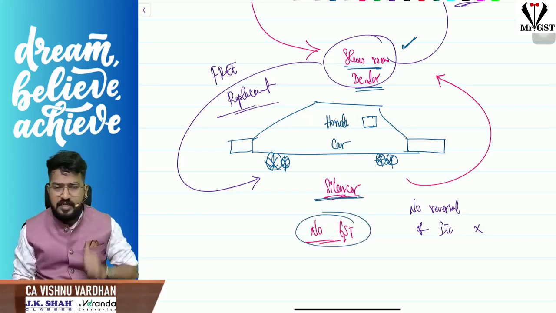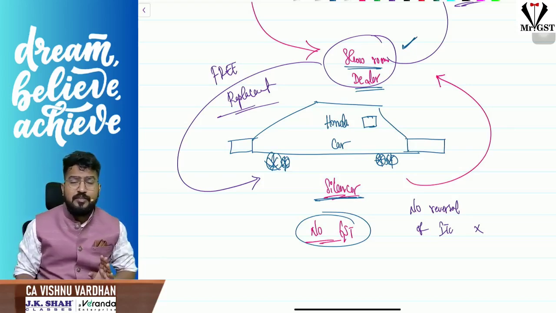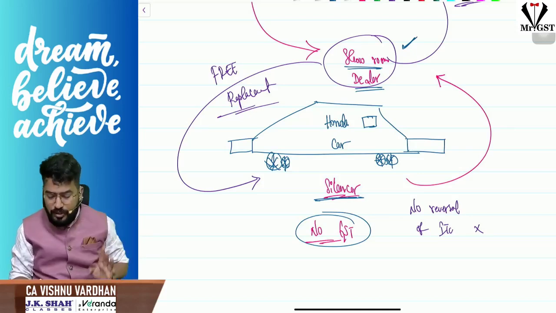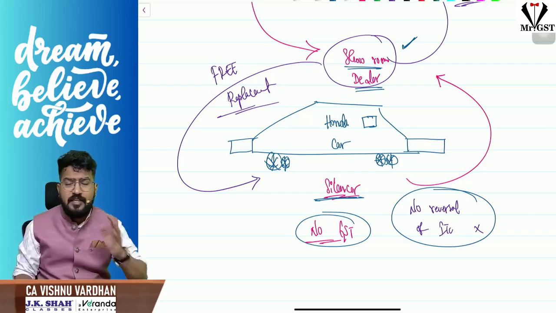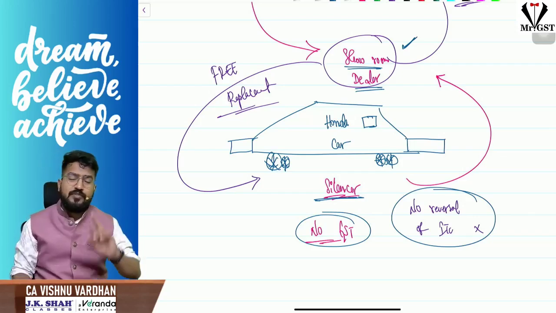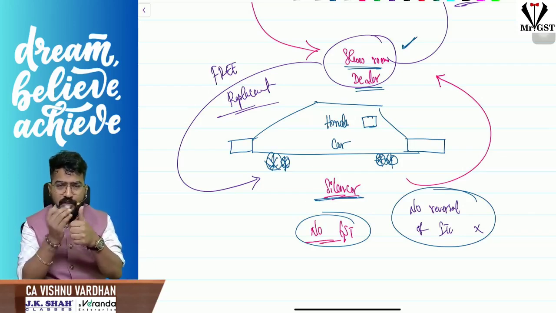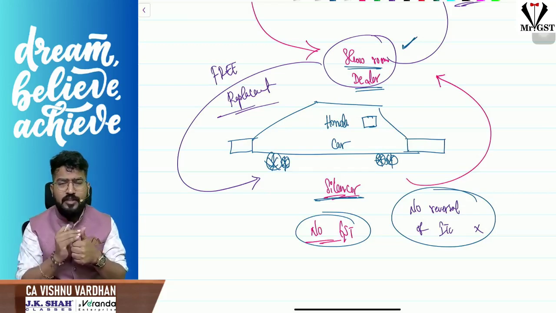So this is the first clarity. Now, they are using a silencer to provide a free service. Should they reverse the ITC on the silencer? Not required. No reversal of ITC is required, because even though they say it is free, it is not technically free, as the consideration has already been charged.